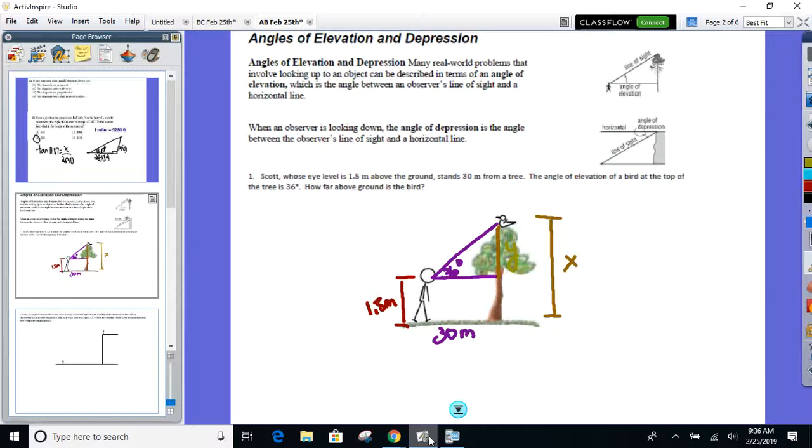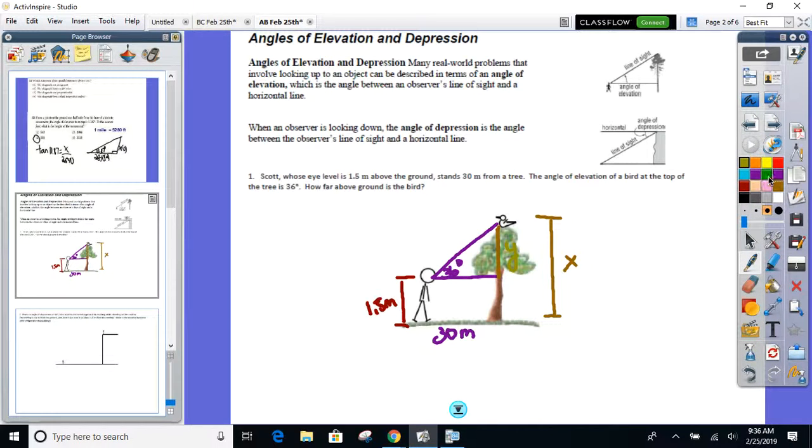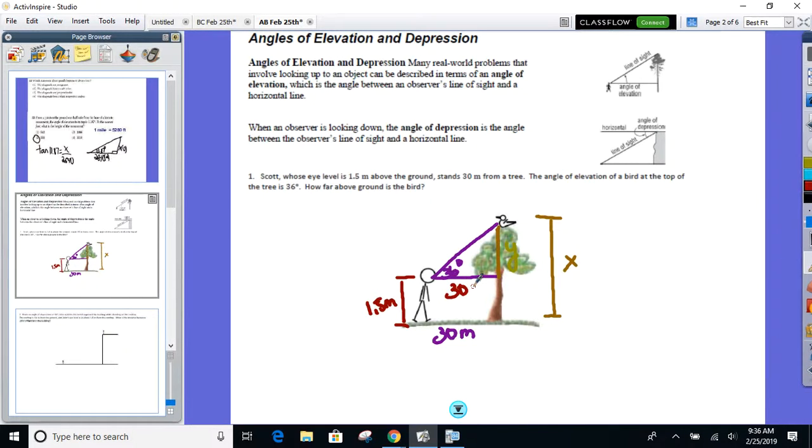Where's another side you can get me, Jack? Based on everything I've labeled so far, what is a definite side you're confident in this right triangle? 30, right? If he's 30 feet away, that's got to be 30. There you go. It got me a side.